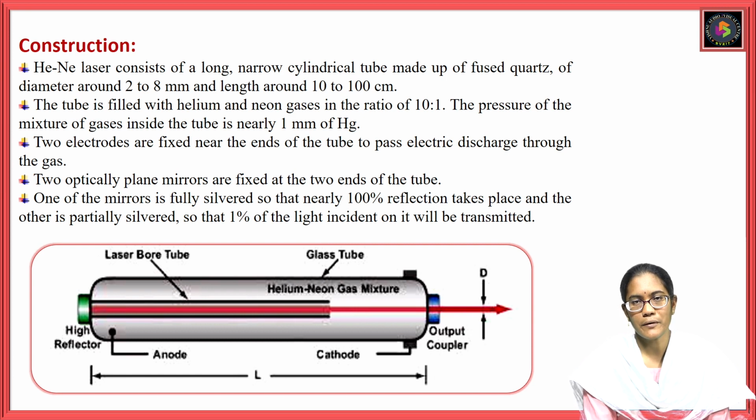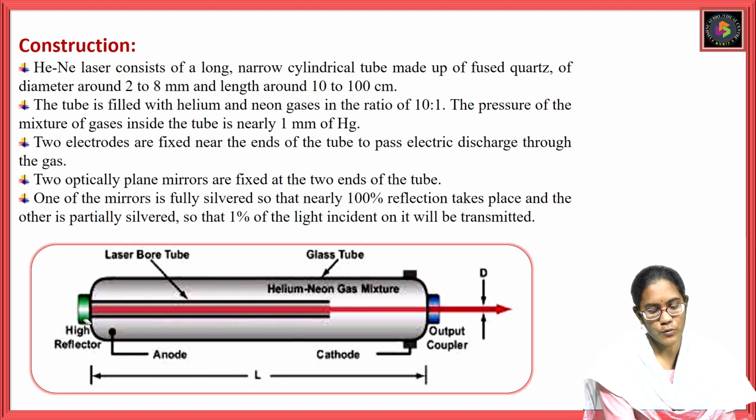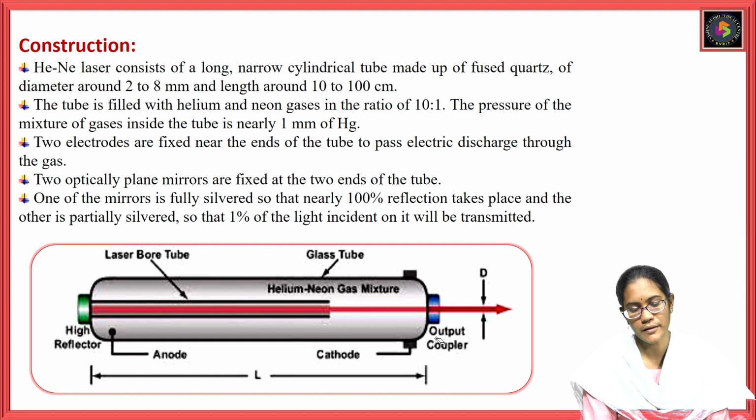So here the output power mainly depends on the length of the discharge tube and the pressure of the gas mixture. The two electrodes are fixed at both ends, so that the electric discharge is passed to the gas. And two optical mirrors are placed at both ends. One is a fully reflecting mirror and the other one is a partially reflecting mirror. So the photons will move between the two mirrors, and some photons will escape from the partially reflecting mirror, and that will come out as a laser beam.